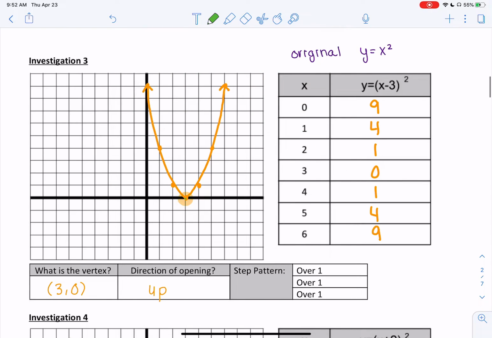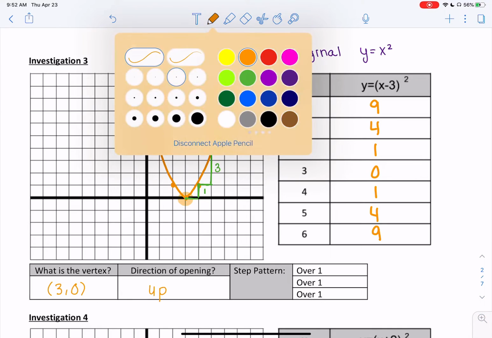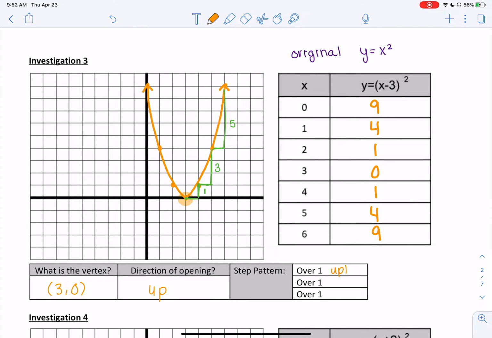So we put our pencil right on the vertex, go over to the right one, and up until we hit our graph. So again, that's only one. Then we move over to the right one, move our pencil up until we hit the graph, and we get 3. And one more time, and we get 5. So again, our step pattern has not changed. It stayed the same. The only thing that has changed is our vertex.